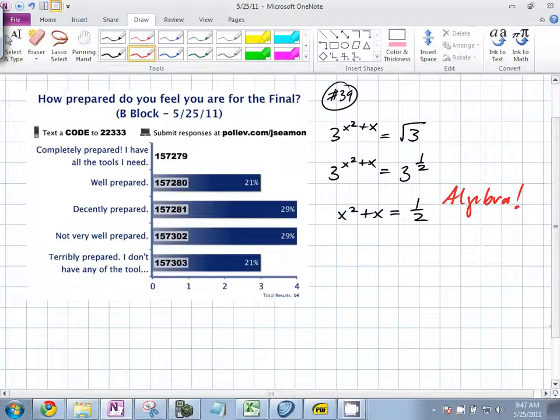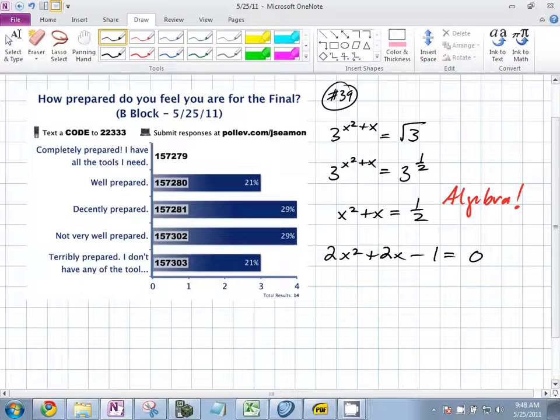Quadratic. You can use the quadratic. What could you try first, though? I don't really like fractions either, so I'm going to do 2x squared plus 2x minus 1 is equal to 0. All I did was multiply by 2 and subtract it. Now, can I factor that? No. Is anything factorable? Yes. I'll be more specific. Is it nicely factorable?